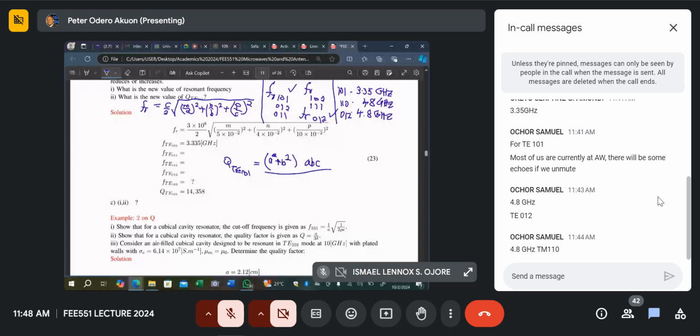10 raised to power 7. And mu naught is that. Because mu r is 1, we just have that as mu. So can you compute? You can compute the skin depth, let us know, and then compute the quality factor. Do you get something around whatever is showing there, 14,000? But give us the skin depth first.